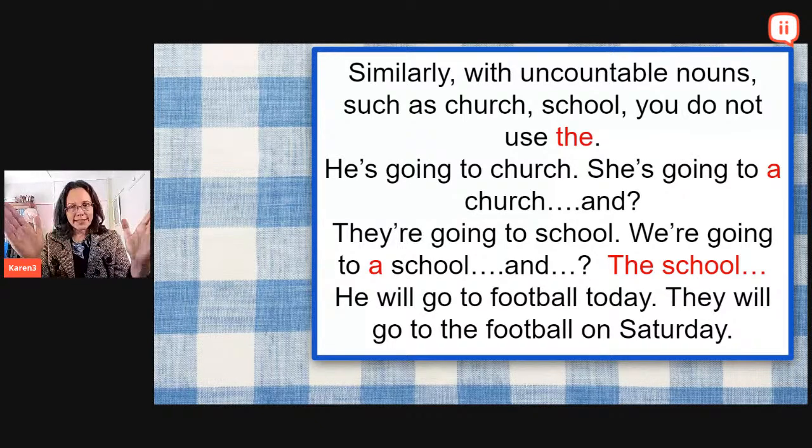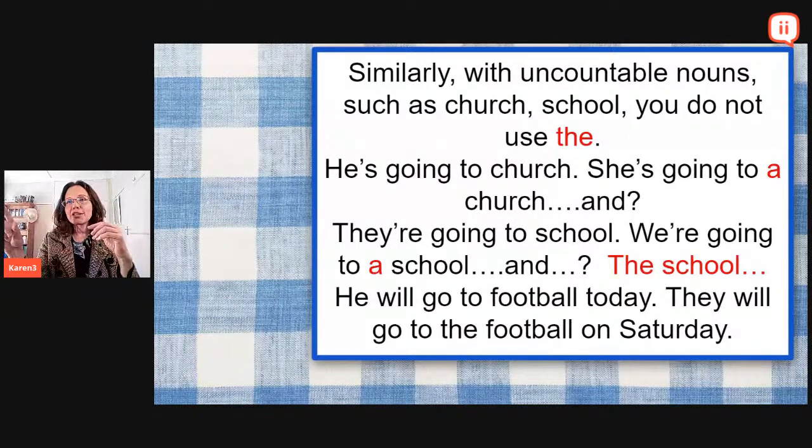So I'll just explain the difference. Let me take a break, just to give you time to catch up. Okay, he's going to church. He's going to engage in the religious service there. So he's going to be actively doing something there. That's what he's doing. He's doing the religious service.